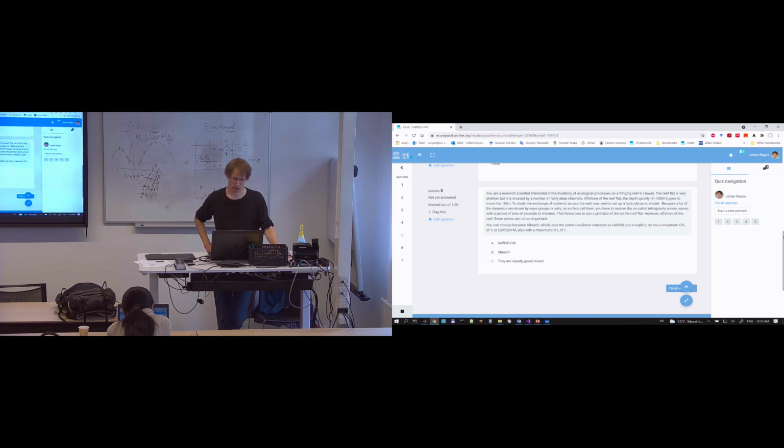However, offshore of the reef, these waves are not so important. So you have the choice between XBeach, which is a model that uses the same structured grids as Delft3D, but it's also explicit, like FM. So that's a little bit the mix-up here. Or you can use Delft3D FM with its own infragravity wave model, which also has a maximum CFL of 1. Which one would you choose in this case?